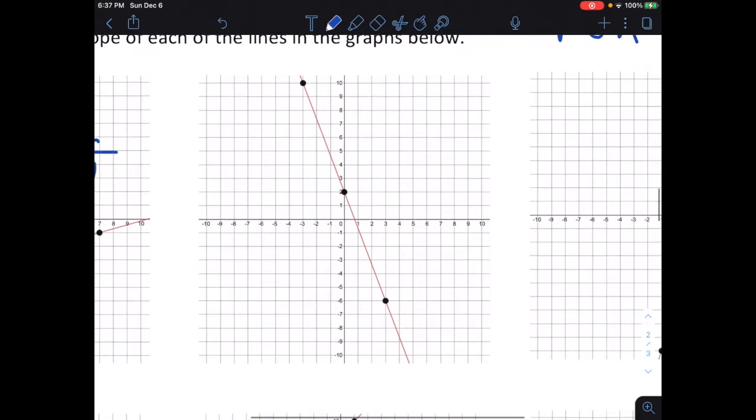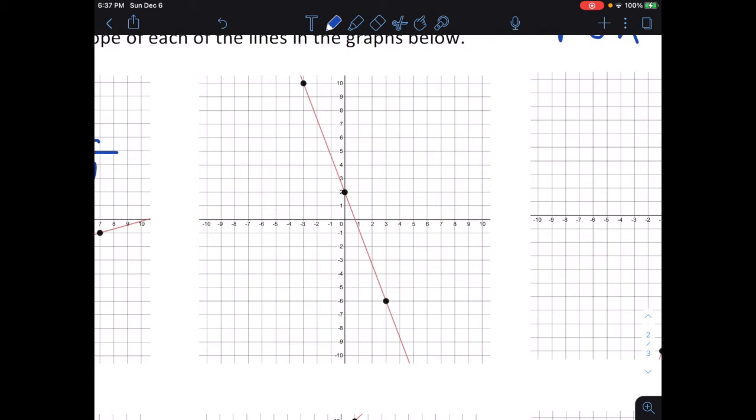Okay, so if we look at the next one, this one's a little bit different because we can look at it and identify that the slope is negative, it's going down. So if I start at the furthest point to the left, I have to go down first, and then I can run, or I can move to the right. So in this case, I went down 8, so that's a negative 8, and my run is 3. So my slope is rise over run. In this case, it's negative 8 over 3.